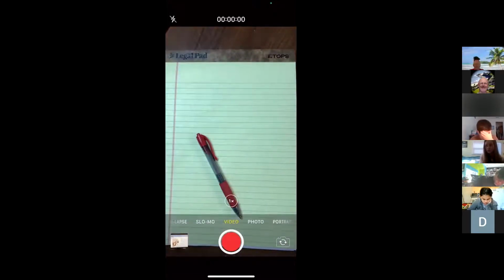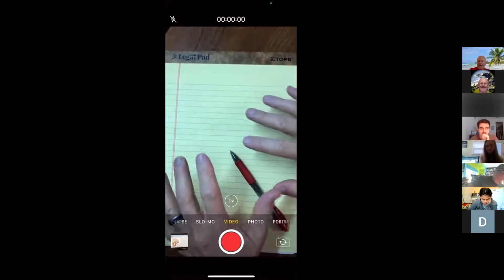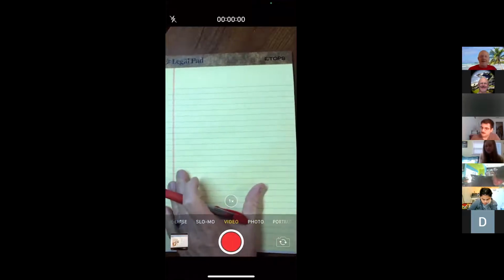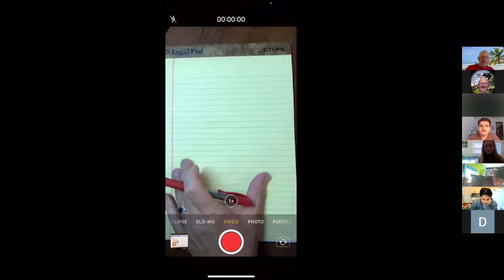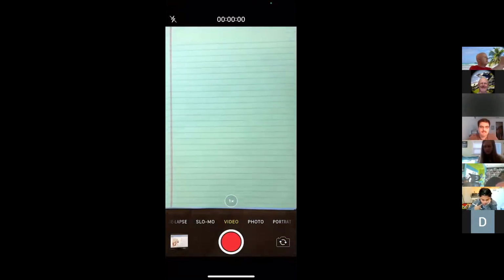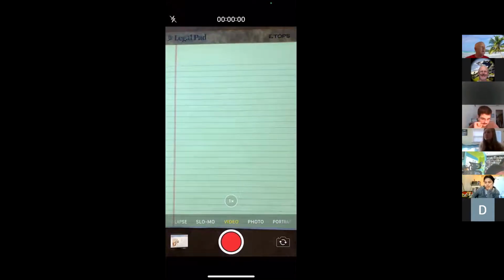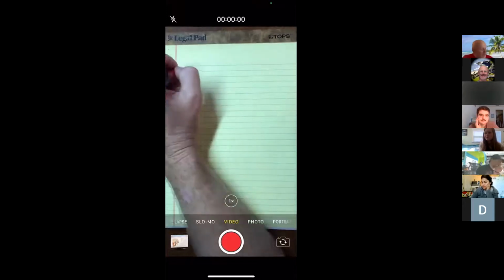Nice. Okay. All right. Can you guys see my hand on the paper? Yes. All right. Thanks. Okay. So, and it looks like the camera would be better off at a slightly different angle. Maybe right there. All right.